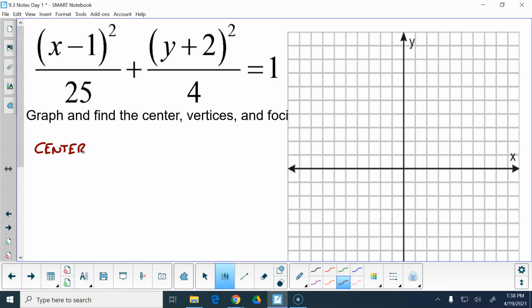All right, so what do we get for a center? 1, negative 2? Okay. 1, negative 2, center right there. Love it. Okay. Left and right, what do I go? 5. 1, 2, 3, 4, and 5. Okay. Up and down, what do I go? Up 2, down 2. So we've got that. Okay. That should allow me to draw it in.